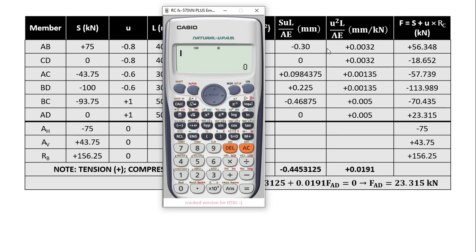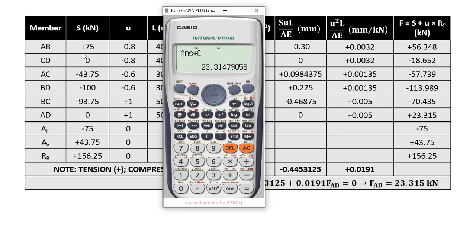Then, for U squared L over AE, we have shift 1, 3, 3 naman. Summation of Y squared. So, that is 0.0191. Ito po yun. So, store natin siya sa B. Then, the value of FAD is negative A over B. 23.315 kilonewtons. Okay? So, yung last column, kayo na po yung bahala dyan, no? Pwede mong i-store tong value na to dito.